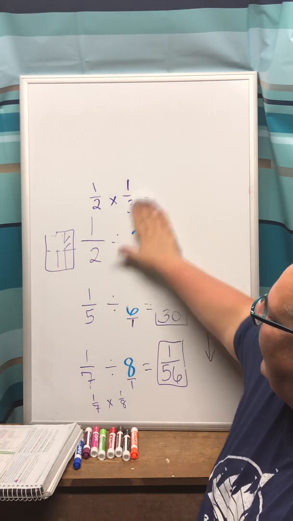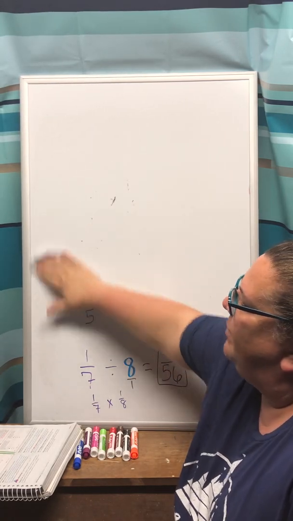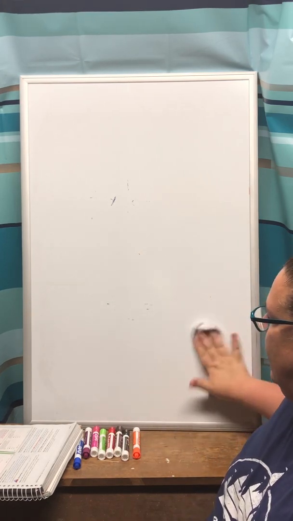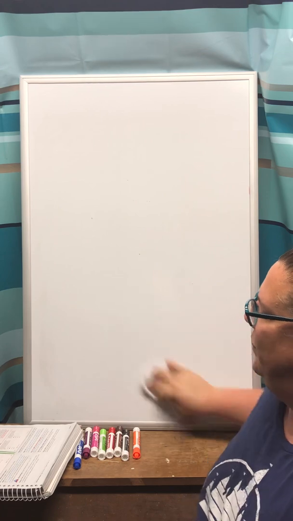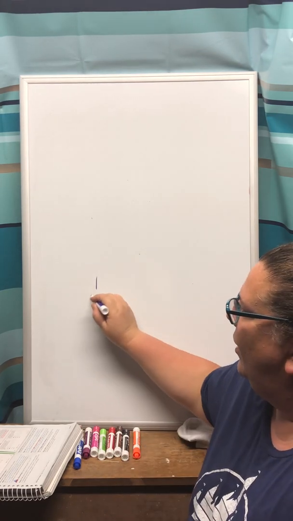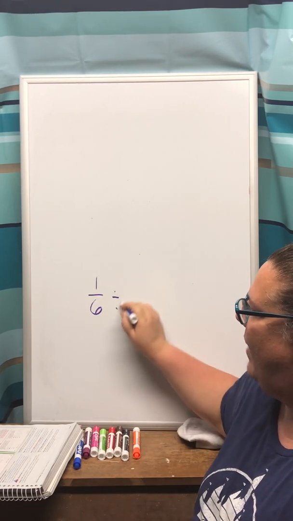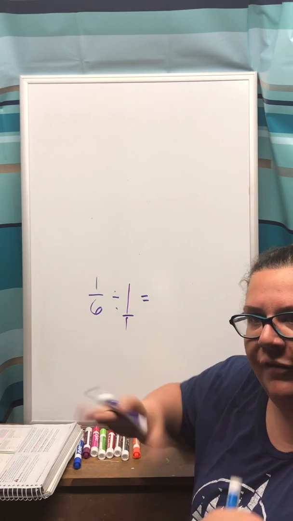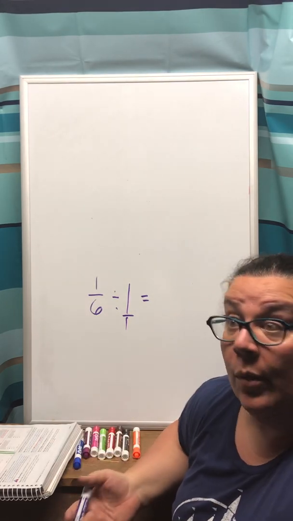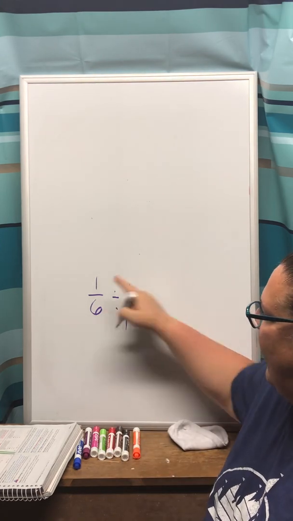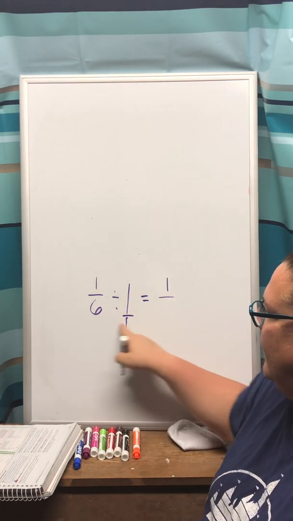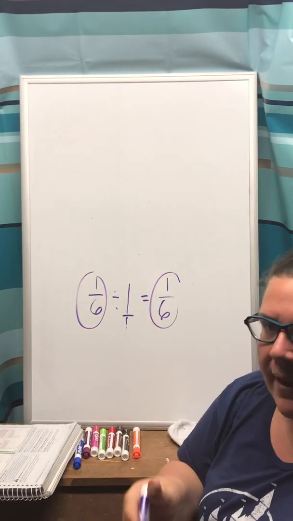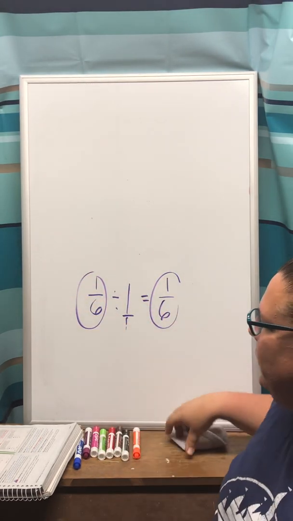Again, the reason why they said not to use 1 is because 1 would give me the same exact answer that I started with. So if I did, for example, let's say I had 1/6 divided by 1, I would end up making that 1/1. When I flip 1/1, I get 1/1. So when I do my multiplication, 1 times 1 is 1, 6 times 1 is 6, I end up with the same number that I started with. That's why they wanted something larger.